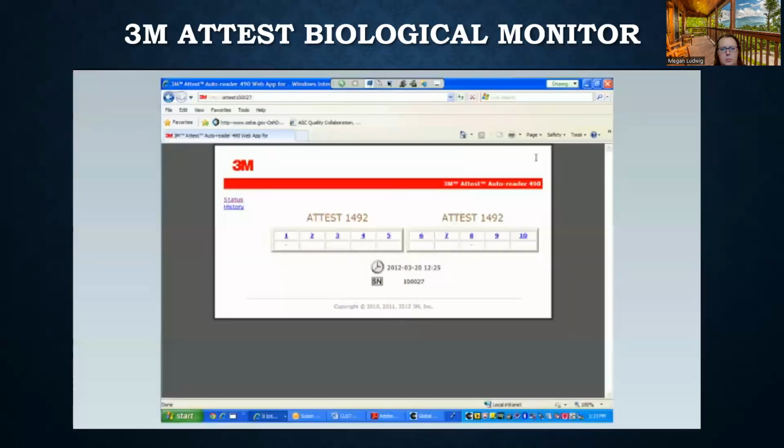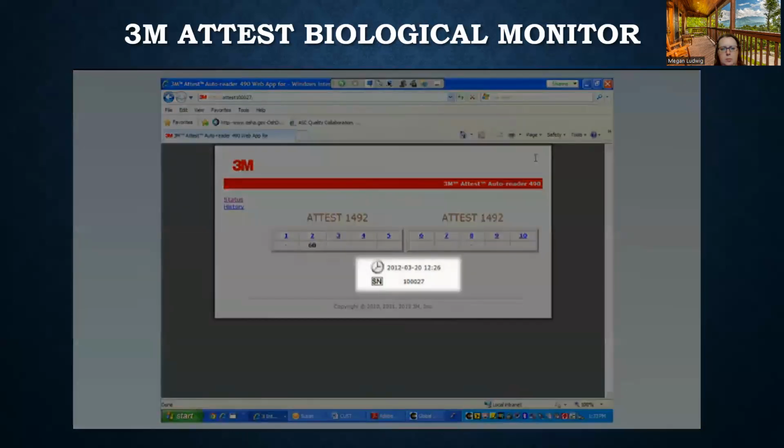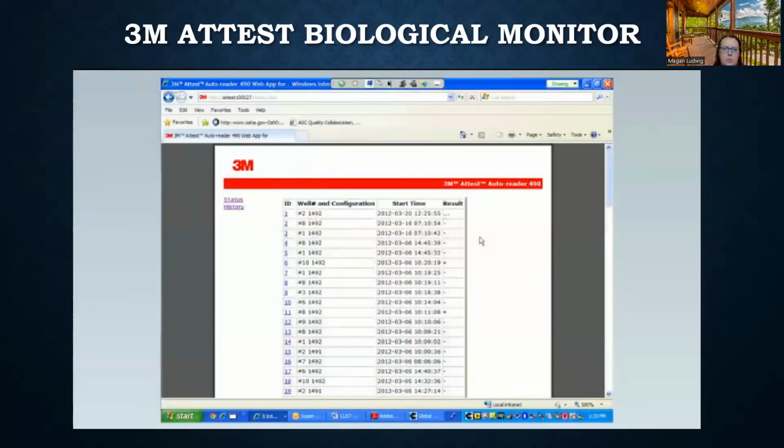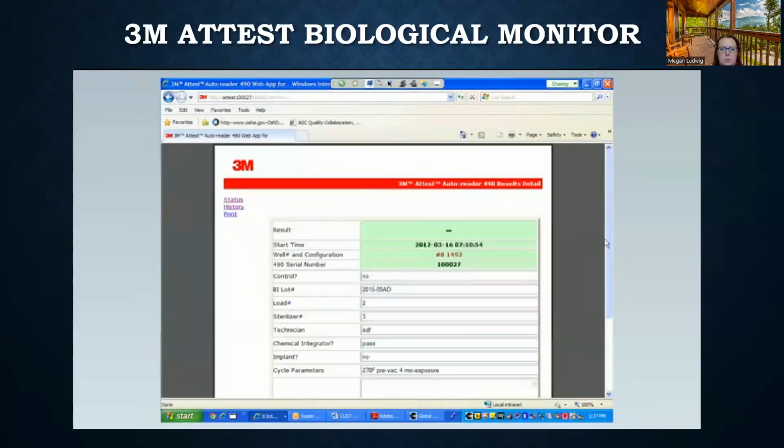Once connected to the A-Test web app on your computer or smartphone, you'll see the status page, which provides a real-time view of the A-Test Autoreader 490 configuration and LCD panel display. The current date and time and Autoreader 490 serial number are also displayed on this page. From here, you can navigate to a history page showing the results of the last 100 BI incubations and results detail pages by clicking on the well number of an occupied well.